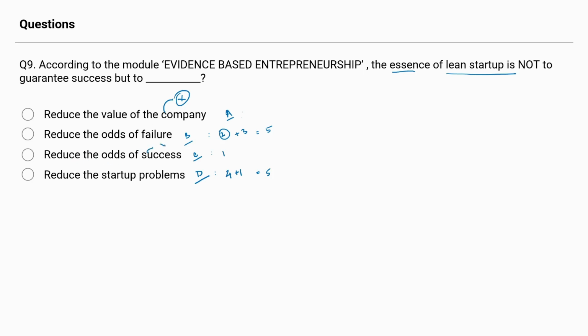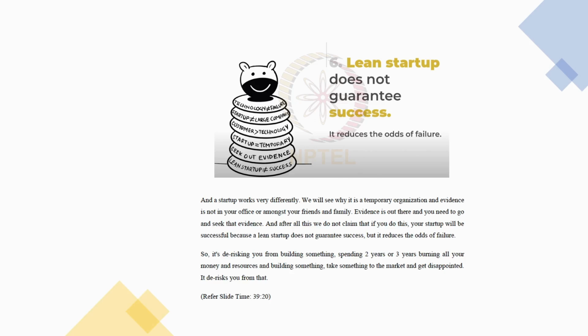Why would you want to reduce that? You want the startup to be successful, right? Through this methodology, you want the startup to succeed, be fruitful, and then reduce the startup problems. Okay, all right. So I think the majority are between B and D, and few between A and C. Let's see the correct answer.